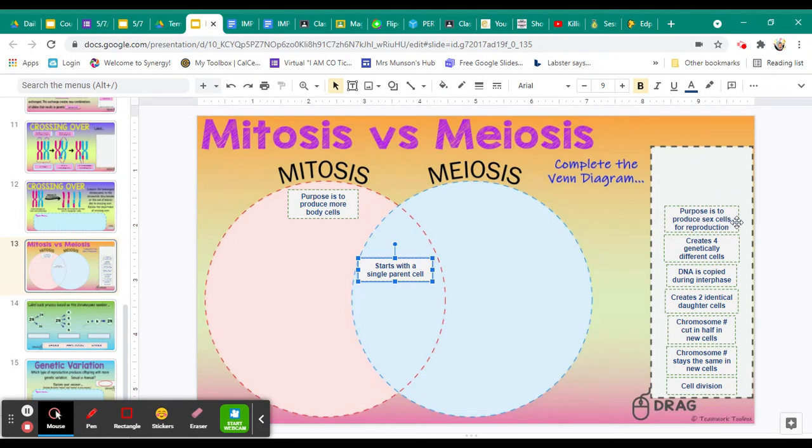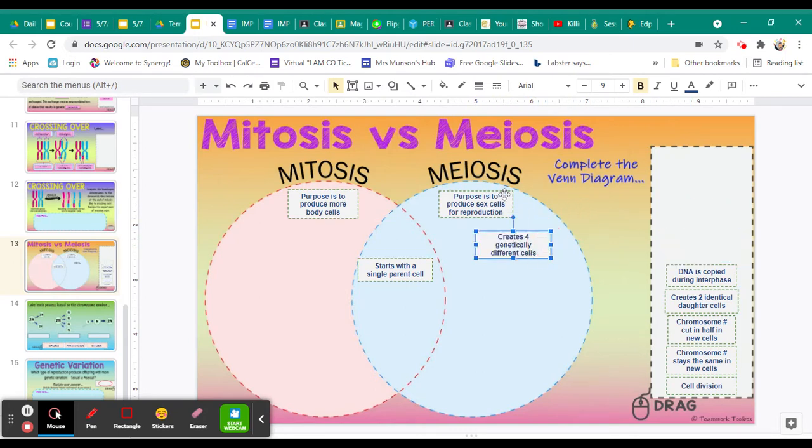Here, the purpose is to produce sex cells for reproduction. Sex cells, sperm and egg cells, that's definitely a meiosis thing, right? Creates 4 genetically different cells. So increasing genetic variation, that's something that happens in meiosis so that we can have offspring with different characteristics than parents. DNA is copied during interphase. That's something that happens in both mitosis and meiosis as part of preparing to split.